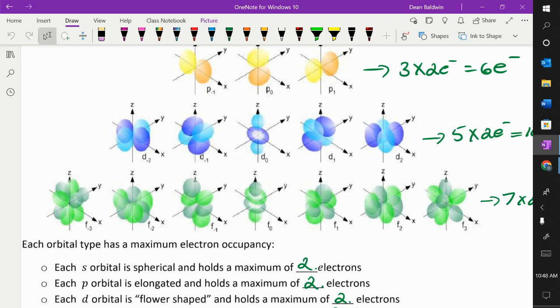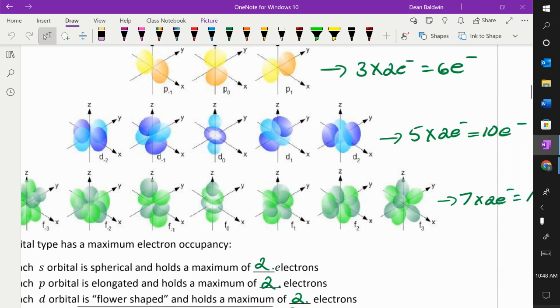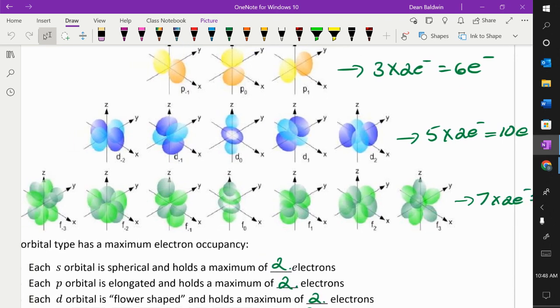The thing about the d orbitals is every orbital holds 2 electrons, so it can hold 10 electrons max. Now, when you're filling these, they fill 1 electron at a time. So it's 1 electron, 1 electron, 1 electron, 1 electron, 1 electron. Once you do that, when you're adding the 6th electron, you go back and start to pair them up. So then you have 6 electrons, 7, 8, 9, 10.